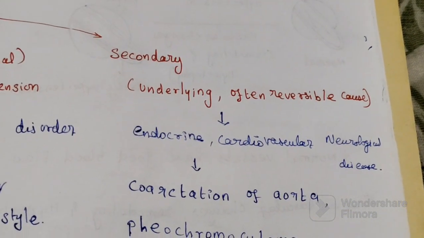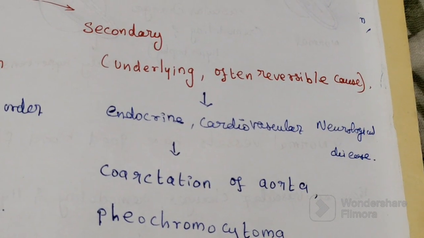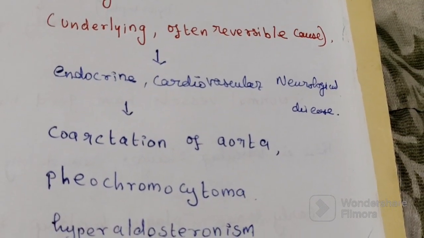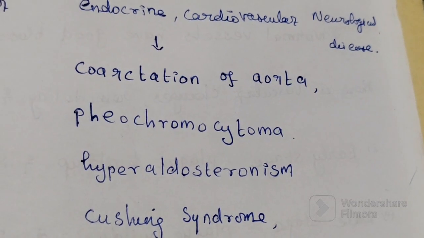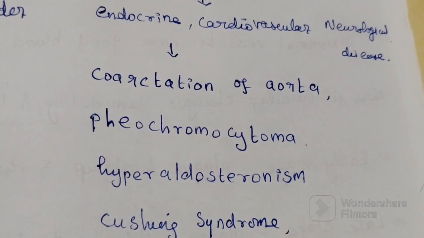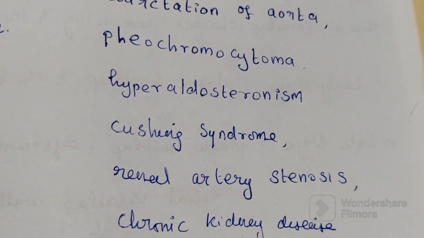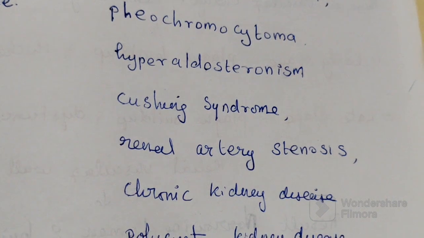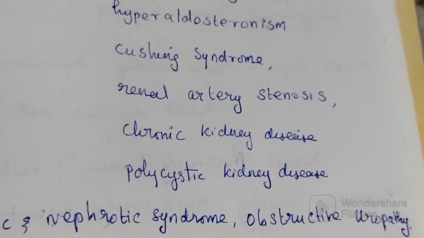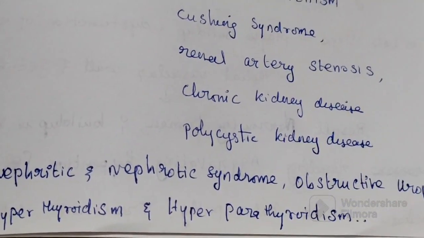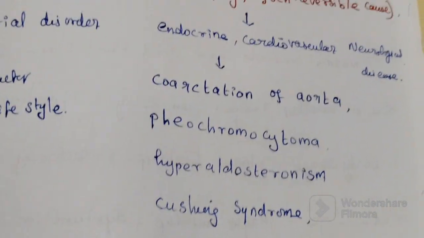Secondary hypertension causes include coarctation of aorta, pheochromocytoma, hyperaldosteronism, Cushing syndrome, renal artery stenosis, chronic kidney disease, polycystic kidney disease, nephritic and nephrotic syndrome, obstructive uropathy, hypothyroidism, hyperthyroidism and hyperparathyroidism.